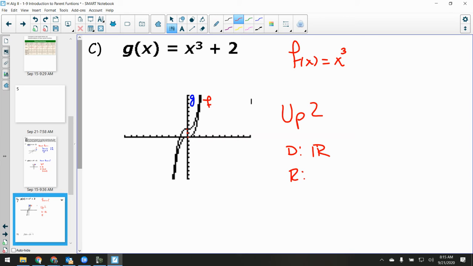Is the range all real numbers as well? Yeah, that one's going to go forever up and down as well. Oops, forgot mine. Oops, that's a poorly written domain. Last one on this page.